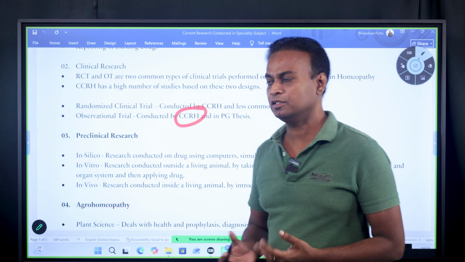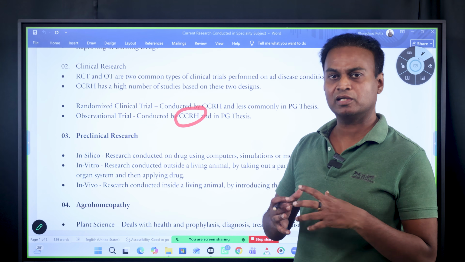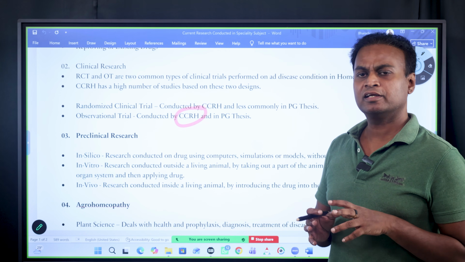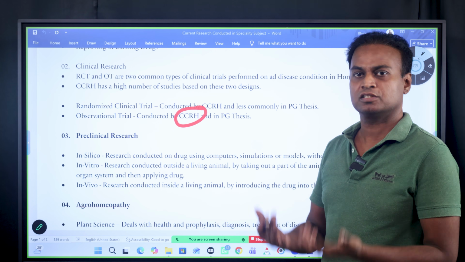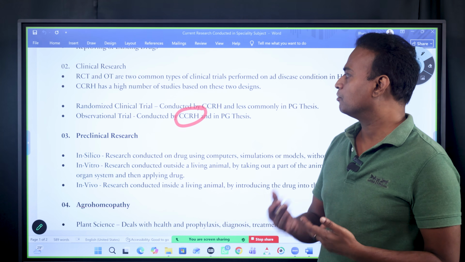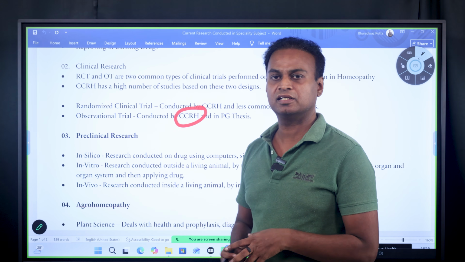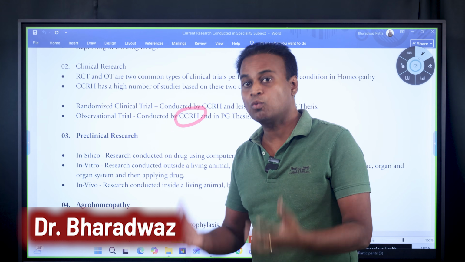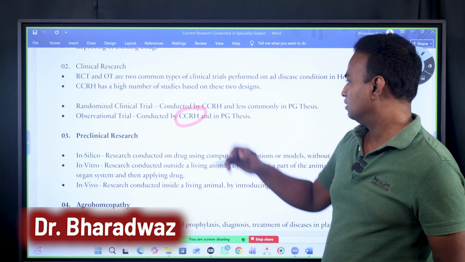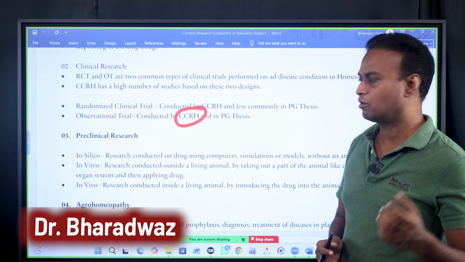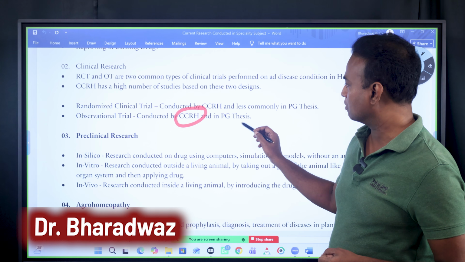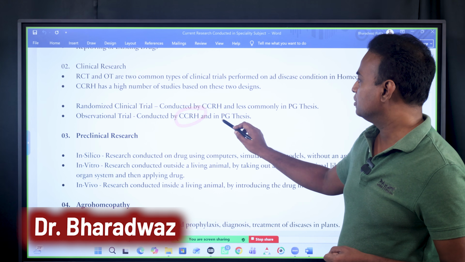This is not completely an observational trial. You can say semi-observational trial, where you give medicine to the patient and you watch the patient. So that is not completely an observational trial. Basically, it is a single-armed quasi trial, we call it, but in CCRH we regularly call it an observational trial. This is a common trial run by PG thesis.